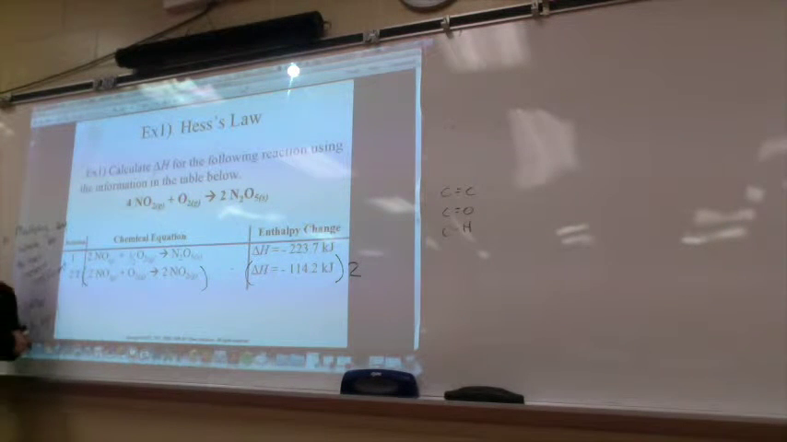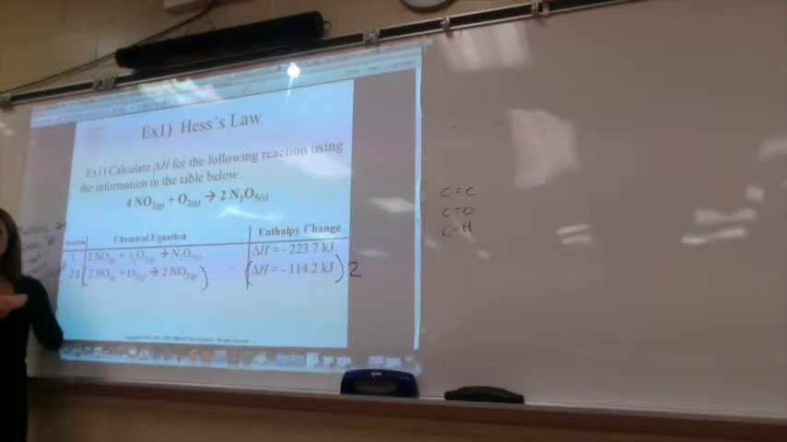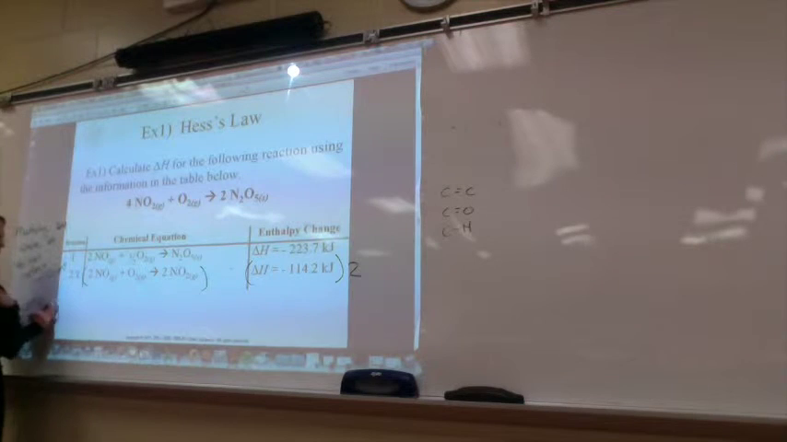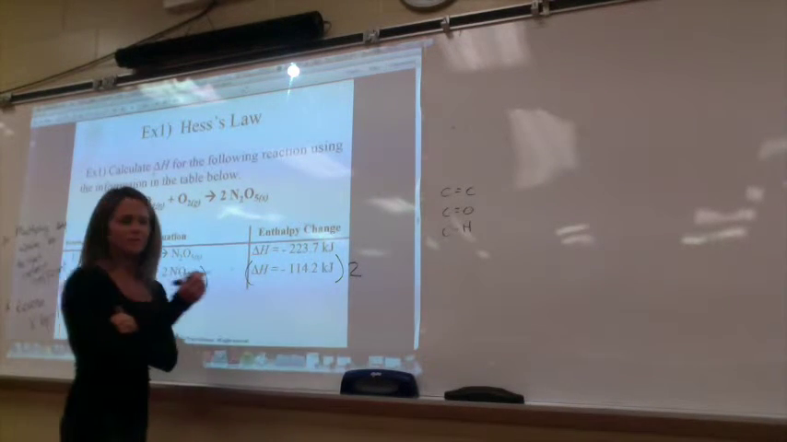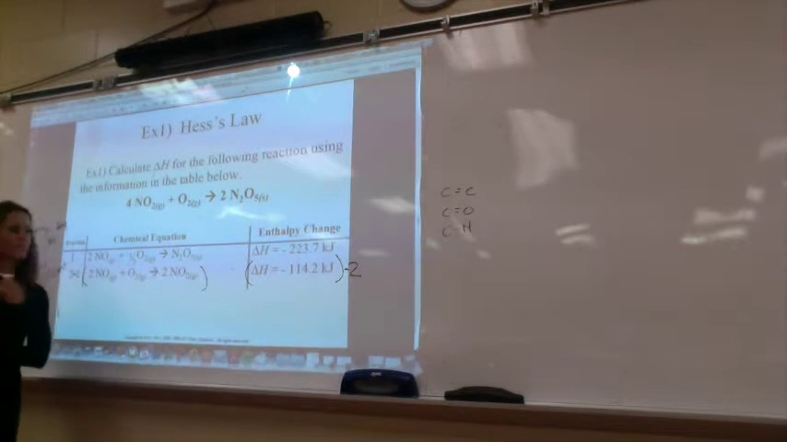But that's on the wrong side, right? I need it to be on the reactant side, and right now it's on the product side. So what do I do? I multiply by a -1. So can we all agree that I can multiply this by a -2? Because that's like multiplying it by a -1. And that'll flip it for me.